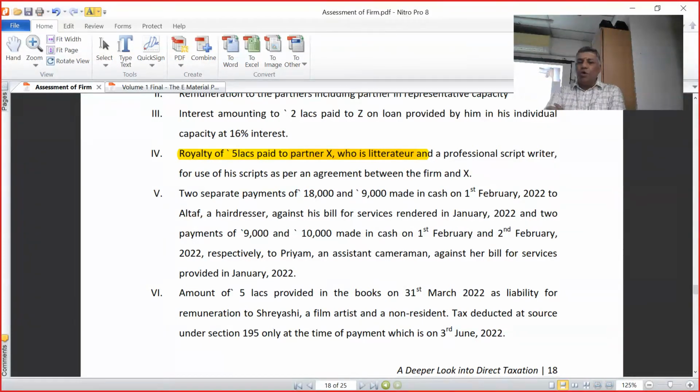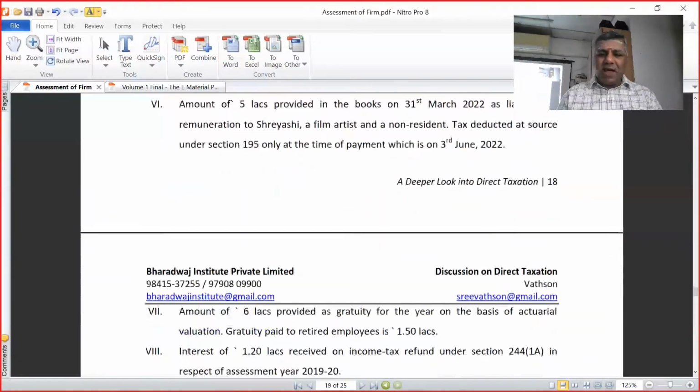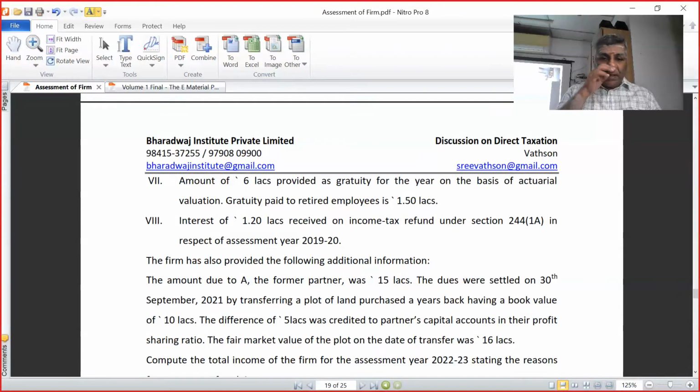So this year you will disallow it, and allow it only in 22-23. Tax has to be deducted in the same year in which expenses are incurred. Remittance can't wait till the due date of filing. So before 31st March, tax has to be deducted. If not, since it's a non-resident, 100% disallowance.